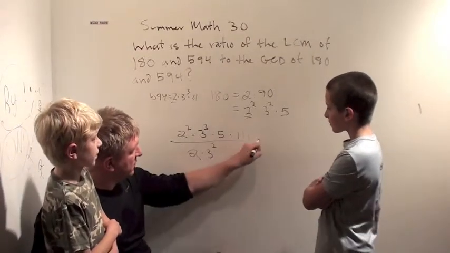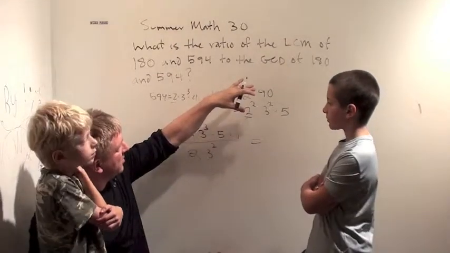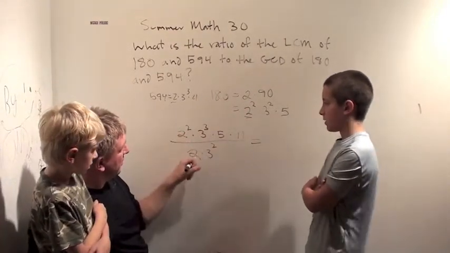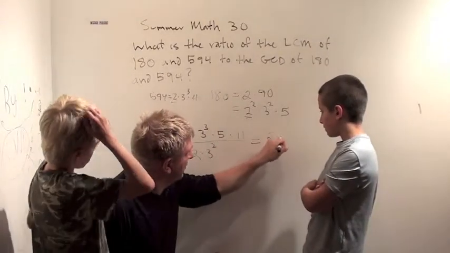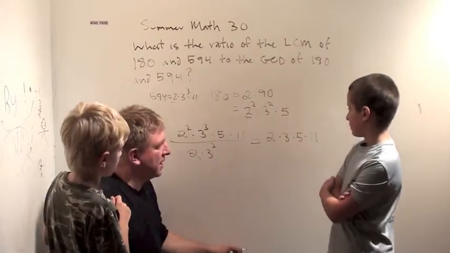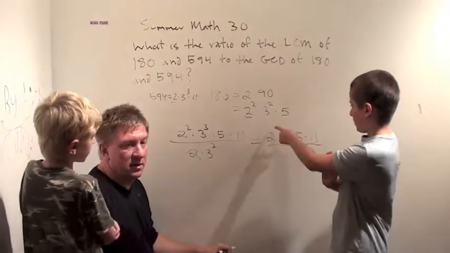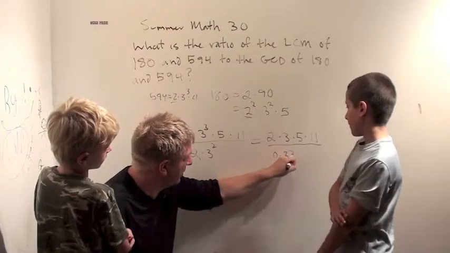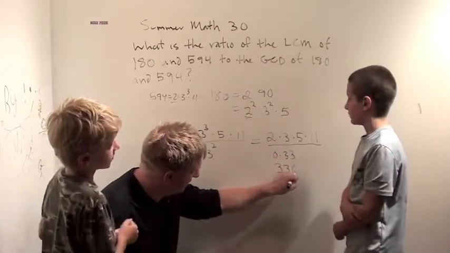So once we've factored them and understood what least common multiple and greatest common divisor were, we're basically done. We're left with a 2 on top, a 3 on top, a 5 times 11. That's 2 times 3 times 5 times 11. How can we multiply this out quickly? Well, 2 times 5 is 10. This is 10 times 33, which is 330.